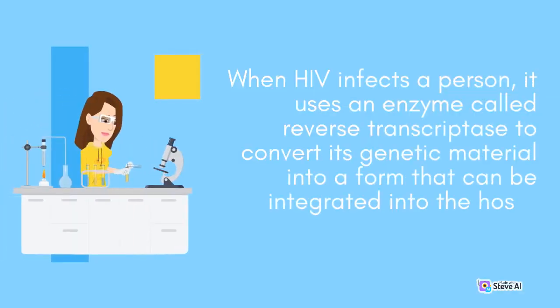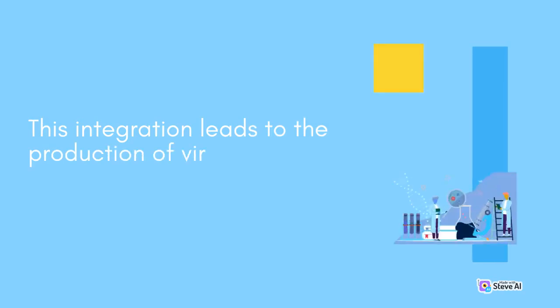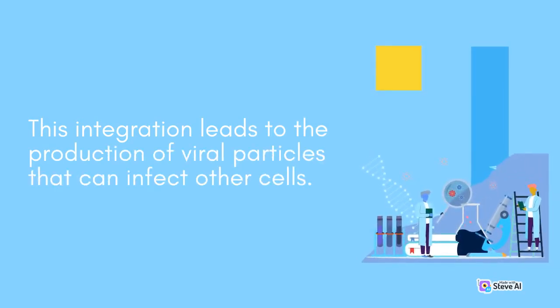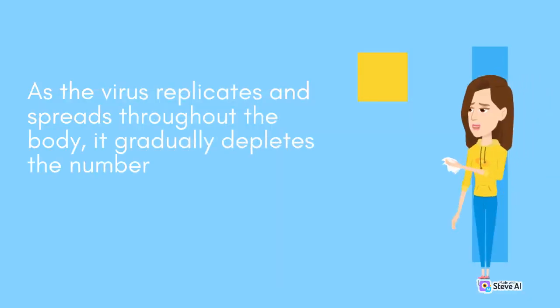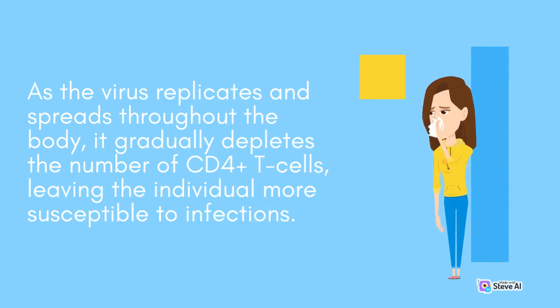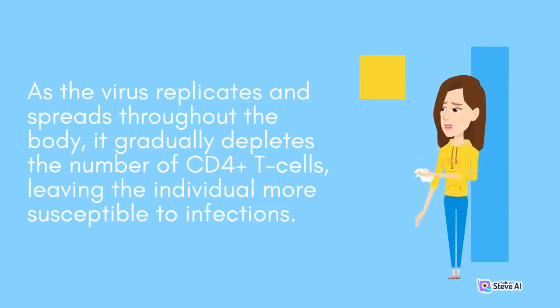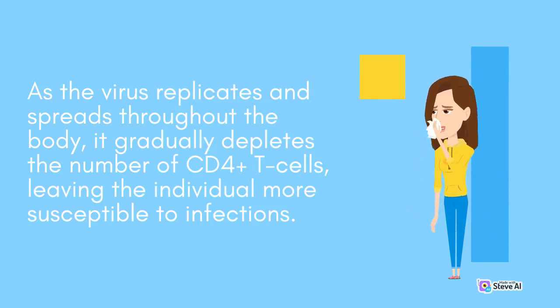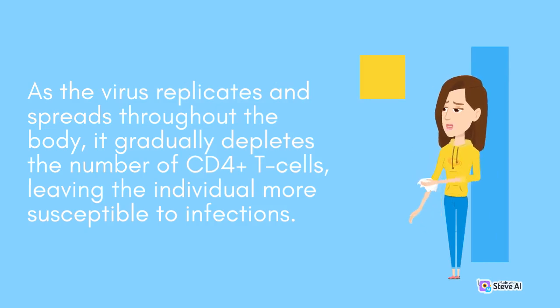When HIV infects a person, it uses an enzyme called reverse transcriptase to convert its genetic material into a form that can be integrated into the host's DNA. This integration leads to the production of viral particles that can infect other cells. As the virus replicates and spreads throughout the body, it gradually depletes the number of CD4+ T cells, leaving the individual more susceptible to infections.